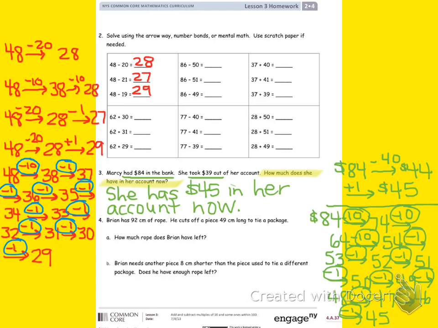Now you try items 4A and B just like I did item 3. Don't forget to underline the important details and highlight the question or circle it. Then draw or illustrate the way that you were going to solve it. And then finally answer the question in words.